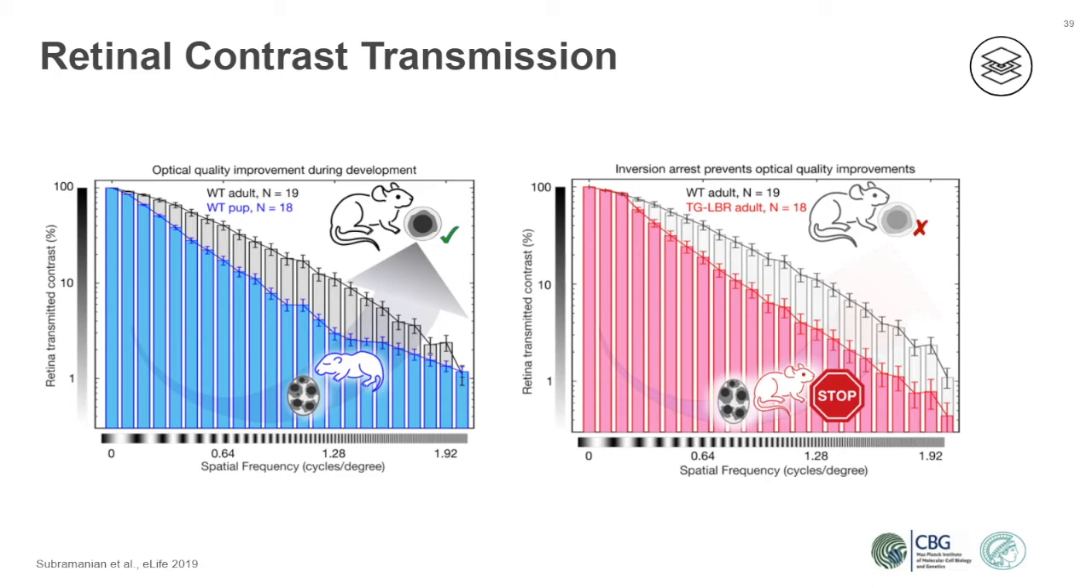Also, this correlation can be causally explained and established by using the mouse model in which the LBR, or lamin B receptor, is overexpressed, such that upon arresting the development of the nuclear architecture, we can also arrest the optical development of the retina. Or in other words, the nuclear inversion actually imparts this enhanced optical quality to the retina.